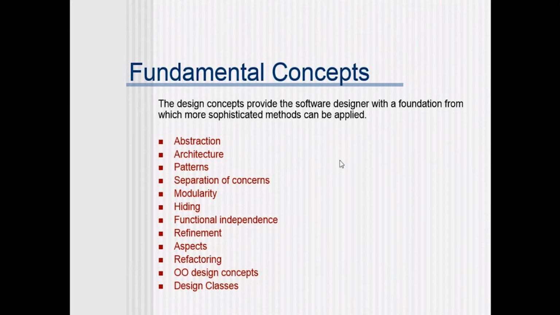Then comes the functional independence. Functional independence is nothing but the concept of separation, and it is also related to the concept of modularity, abstraction and information hiding. Basically, functional independence in terms of software design is assessed using two criteria, that is the cohesion and coupling. What is cohesion?